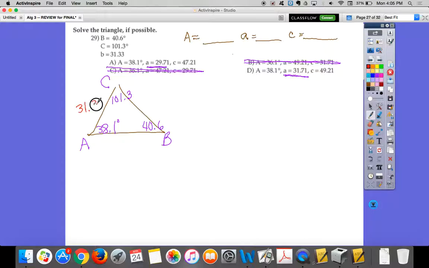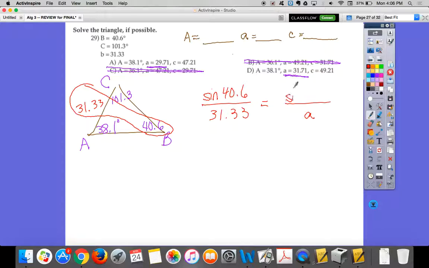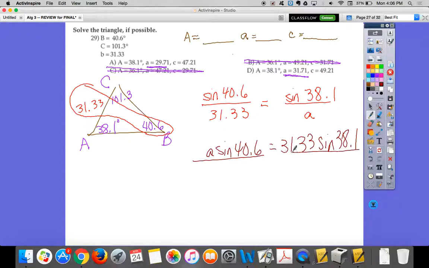Side B is 31.33. So we actually have a match. We can do sine of 40.6 over 31.33. And then if you want to do side A, that's not a problem, but you've got to do sine of angle A up top. There you go. Now remember, anytime you have a fraction equals a fraction, you can cross multiply. And it's just a matter of writing it all down and getting ready to type in your calculator. Again, remember your calculator needs to be in degrees.